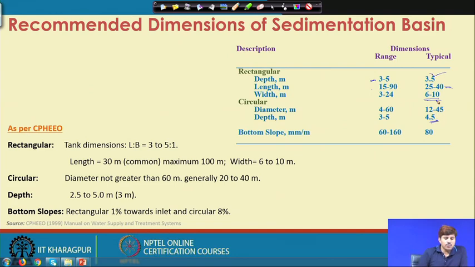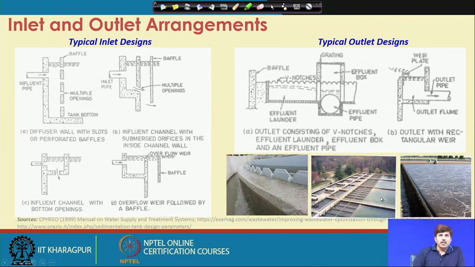If we follow the manual, CPHEEO says that the length to width ratio should be 3 to 5, that is 3 is to 1 to 5 is to 1. So, either 3 is to 1, 4 is to 1, 5 is to 1 or 3.5. The length of 30 meters is common, the maximum could go to 100 meters, and width is 6 to 10 meters. For circular, diameter should not be greater than 60, and generally 20 to 40 is recommended as per the manual. Depth, again, a normal depth should be 3, and bottom slope for rectangular it is 1% towards the inlet, while in circular it is 8% towards the center. So, these are the typical design parameters which are used.